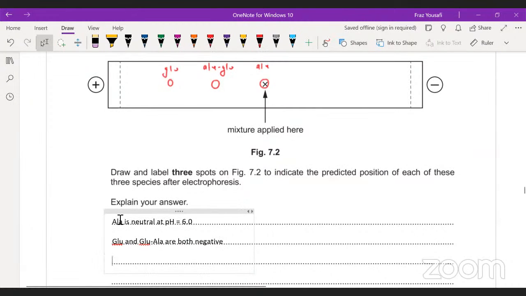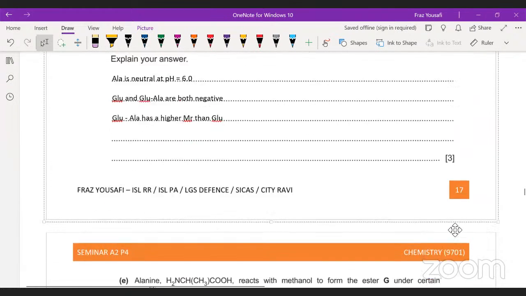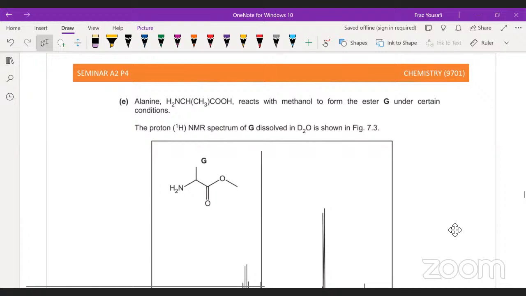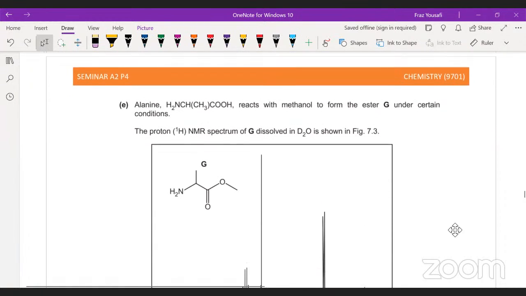And then finally, that the GLU-ALA has a higher MR than just GLU. That's why, again, it travels a shorter distance towards a positive plate, as does the glutamic acid. Okay? All right. Now, just quickly, let's wrap up with these really, really quickly and get to the organic parts.